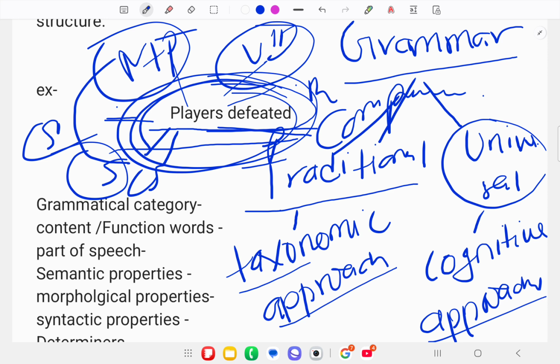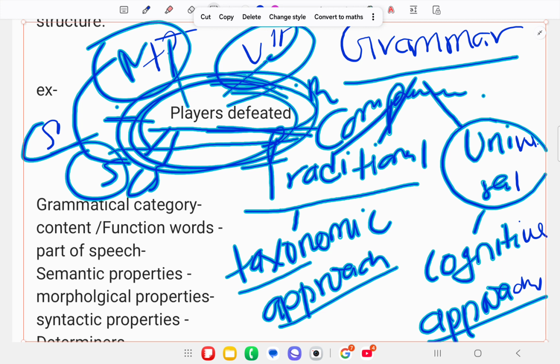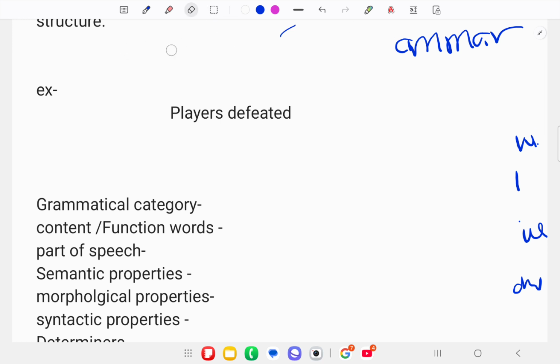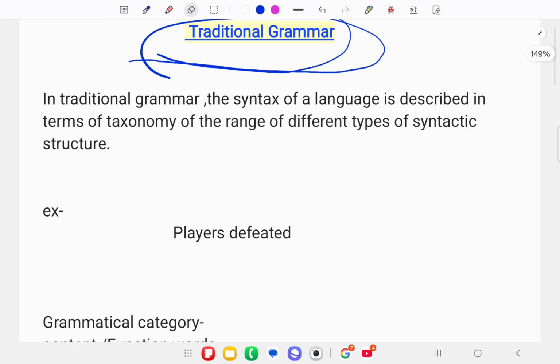But in traditional grammar, we study the taxonomic approaches, meaning the forms, the forms of the structure of the language. So let's have a discussion about the traditional grammar. At first I'm just swiping all this. I hope this lecture will really help you much more.